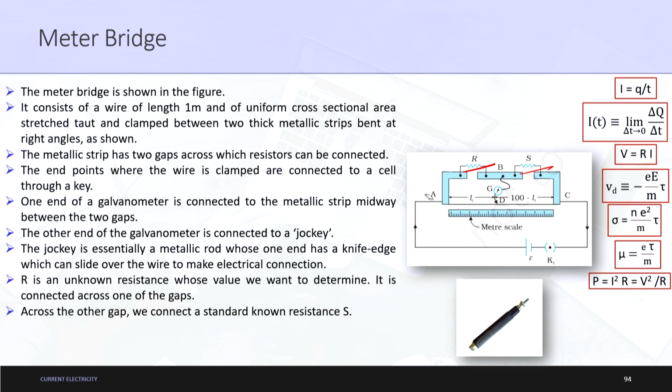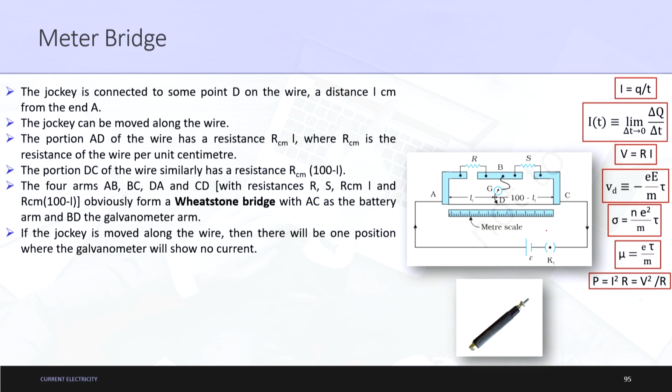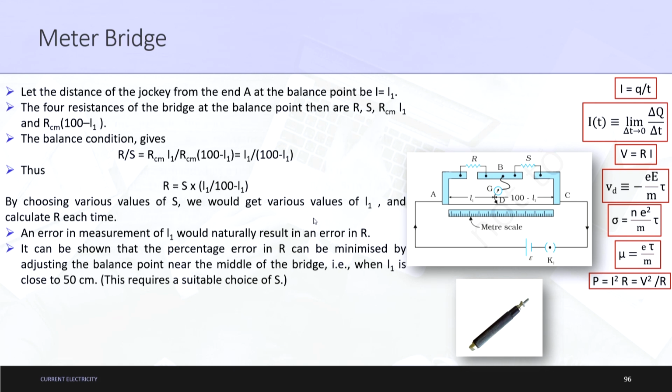Therefore what we got finally was that if we need to find out the value of resistance capital R such that this S is known to us, then what we will do? We will just find out a position of the jockey such that the current passing through this galvanometer is 0, or the deflection is 0. So how do we do this? We find it by using mathematical formulation. I guess these all things have been explained.